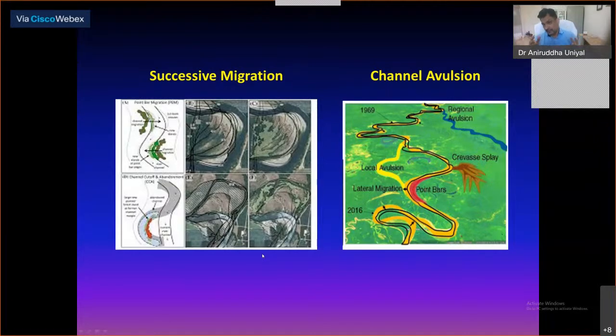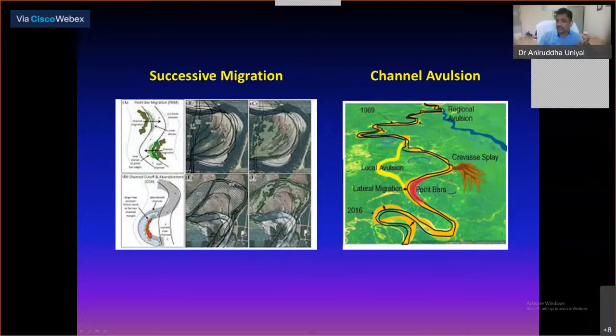Those who are students or beginners in this field, I would just cite one example. You just throw a glass of water at your floor, and you will see that if you throw it with force, it will flow in a straighter line. So similar is the fate of rivers when there are floods. The water acquires the shortest and straightest path, and in that case, channel avulsion takes place.